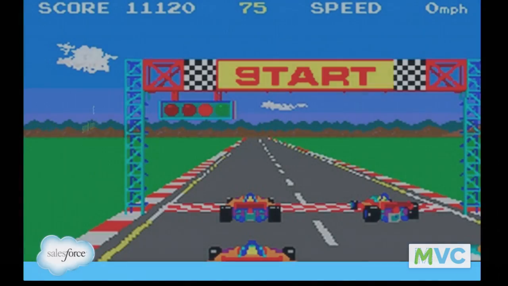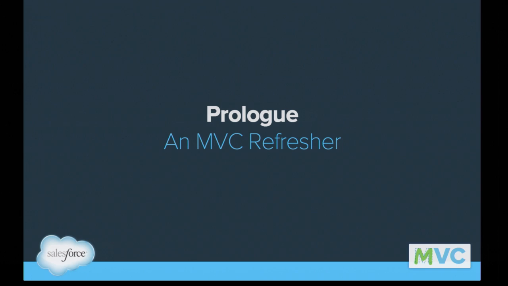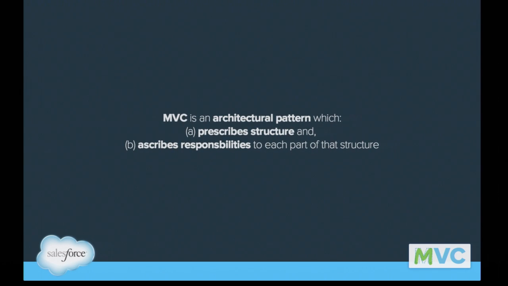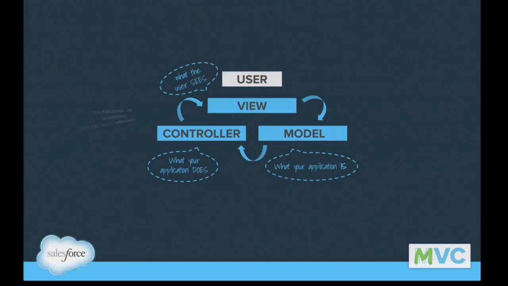And that's all we're going to talk about. Off to the races. So a quick prologue, just in case you're not familiar with MVC. MVC is just an architectural pattern that ascribes responsibilities to parts of that structure, parts of that architecture. It looks something like this. Probably all seen this a million times.